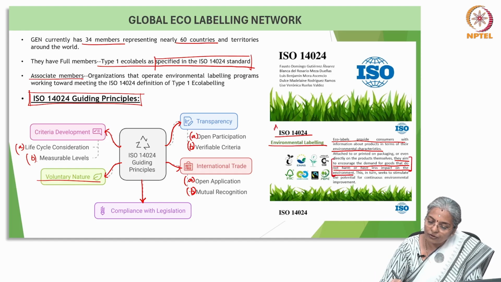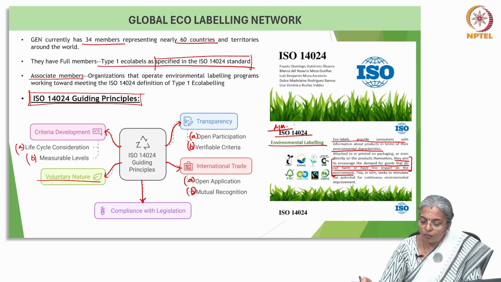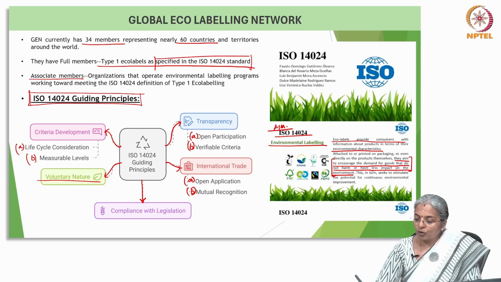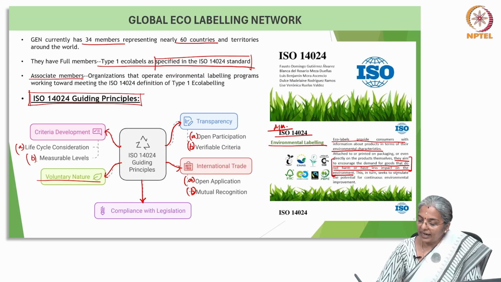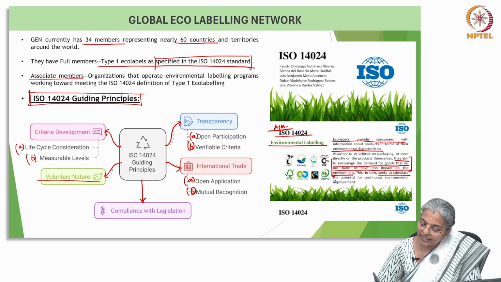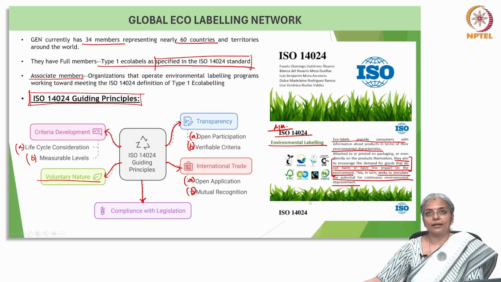The aim of ISO 14024 is to encourage the demand for goods that do not harm or have less impact on the environment. Because of this, it seeks to stimulate the potential for continuous environmental improvement.